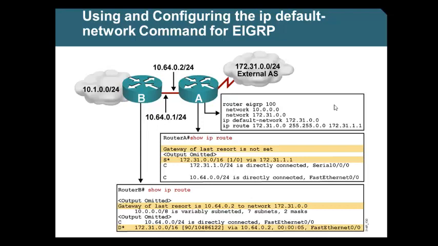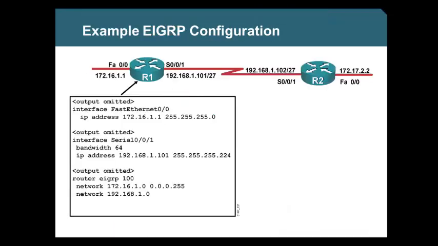with EIGRP. For various versions, there may be slight variation in command, which we dealt with yesterday. Now, here is an example configuration of a basic EIGRP. This is well known to you. EIGRP and then the network.